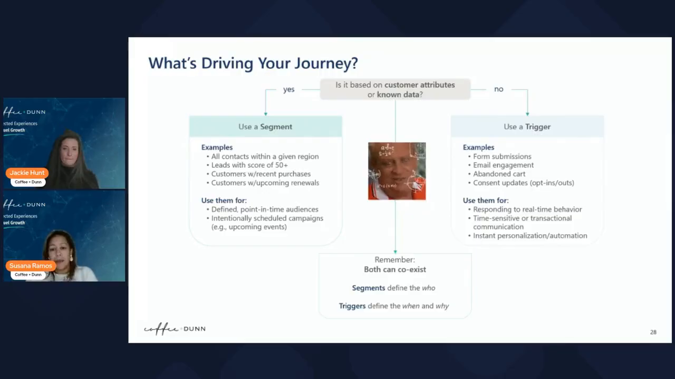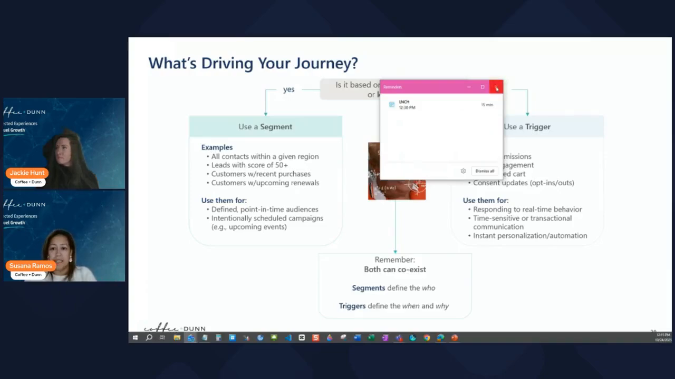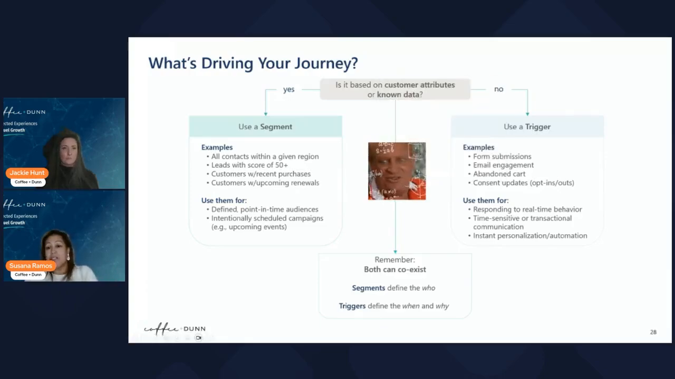We're thinking about any historical data that you have in the system, any patterns that you have already seen from things like previous engagement and the like. And so if the answer to that is yes, then segments may make more sense. A couple of examples that you see here: if you have contacts that live within a certain geo, if you have leads that have reached a certain threshold, or customers who have previous transactions with you.